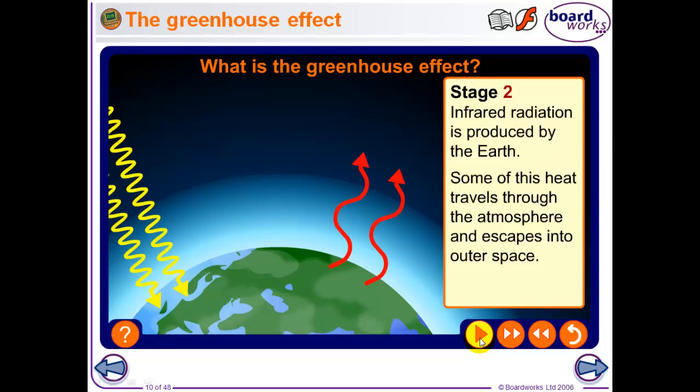Now, when the Earth warms up, it will start to radiate more radiation because it gets hotter. The radiation which is emitted will be infrared radiation. It's in this part of the spectrum that warm objects radiate light. It will be infrared. And some of this heat travels back through the atmosphere and escapes into outer space.